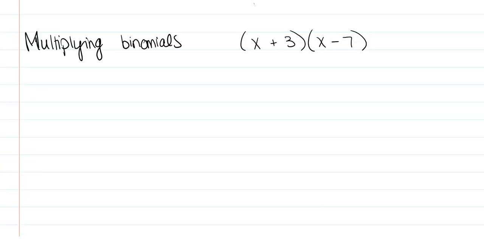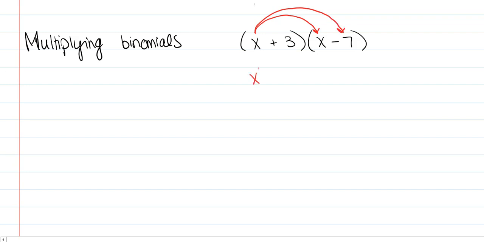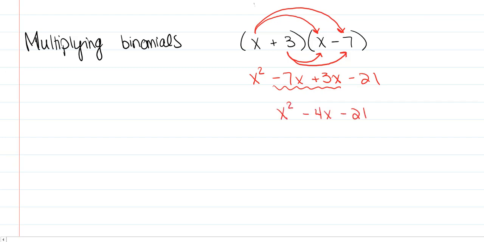Let's take a little detour into multiplying binomials and just refresh our memories on how this works. So when I'm multiplying these, I'm going to distribute x to x and negative 7 and get x squared minus 7x, and distribute positive 3 to x and negative 7, and I get plus 3x minus 21. And when I combine my like terms, I get x squared minus 4x minus 21. A quadratic trinomial is the result of multiplying two binomials.